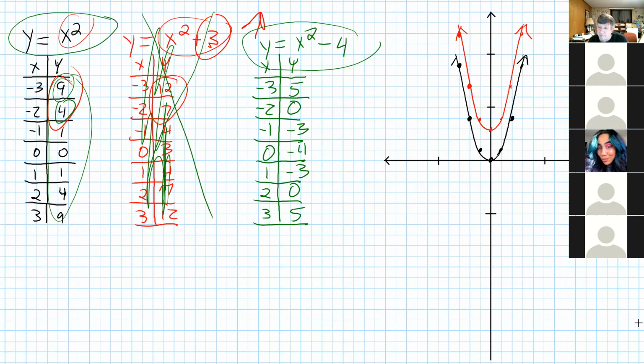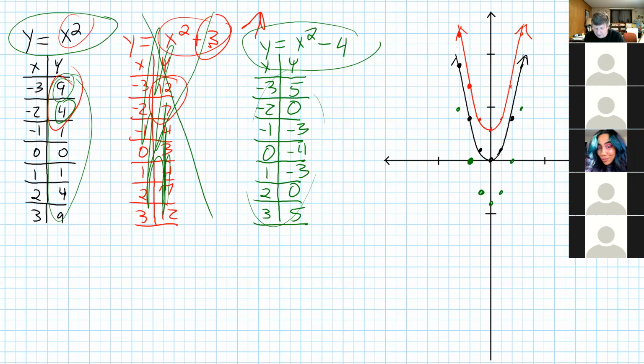What's that going to do to the graph? How is the green graph going to compare to the black graph? It's going to lower it by 4. Right. So in fact, I could do this 2 different ways. I could either look at these ordered pairs, or I could take the black points that are there and move down 4. 1, 2, 3, 4. Let's see, there's -3, 5. 1, 2, 3, 4. There's -2, 0. 1, 2, 3, 4. There's -1, -3. 1, 2, 3, 4. You see what I'm saying? I could do it either way.